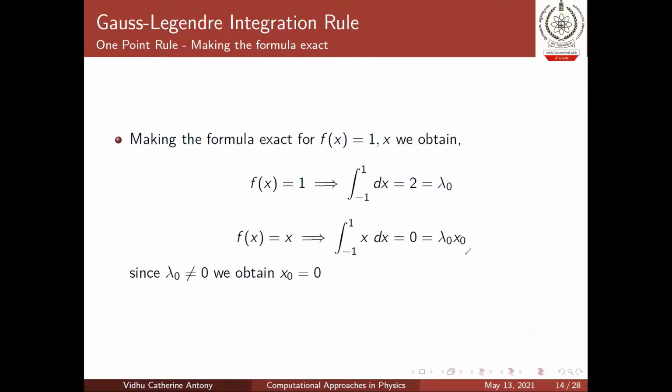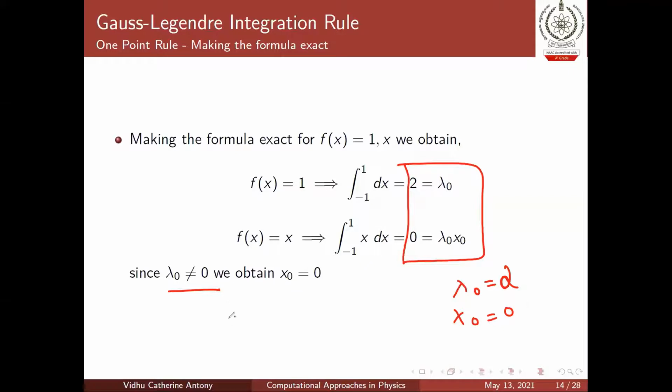Now you need to find out what your parameters are. These two are your equations: lambda naught is equal to 2, and 0 is equal to lambda naught x naught. Since lambda naught is not equal to 0, which you also got from the first equation, we obtain x naught is equal to 0. So you got your two parameters, lambda naught equal to 2 and x naught equal to 0.